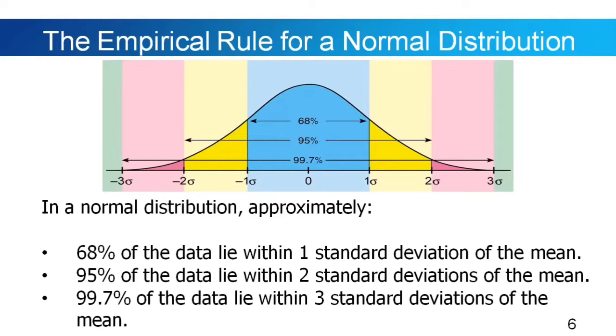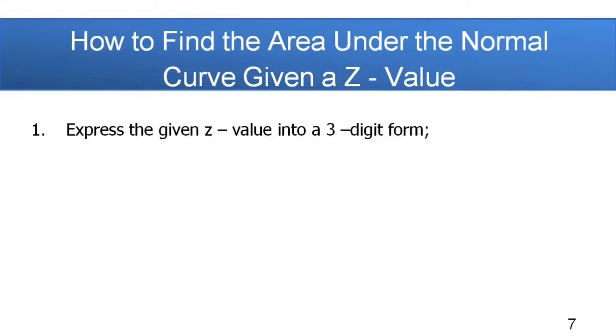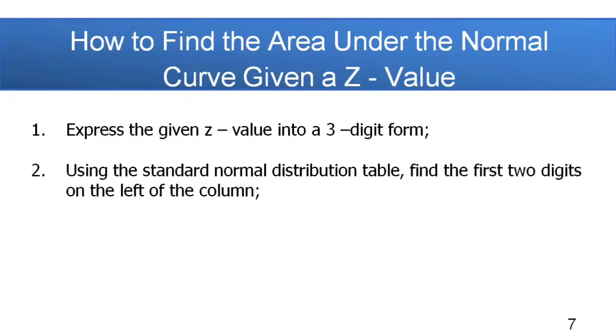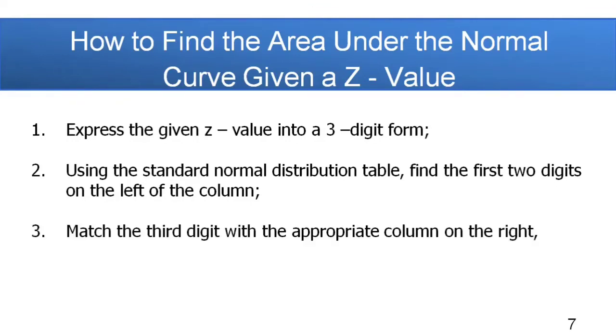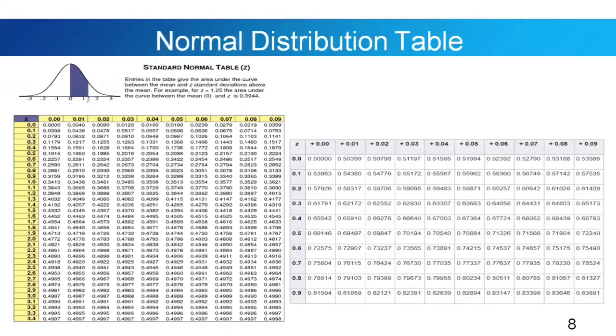How to find the area under the normal curve given a z value? First, express the given z value into a three-digit form. Second, using the standard normal distribution table, find the first two digits on the left of the column. Third, match the third digit with the appropriate column on the right. And lastly, read the area or probability at the intersection of the row and column.